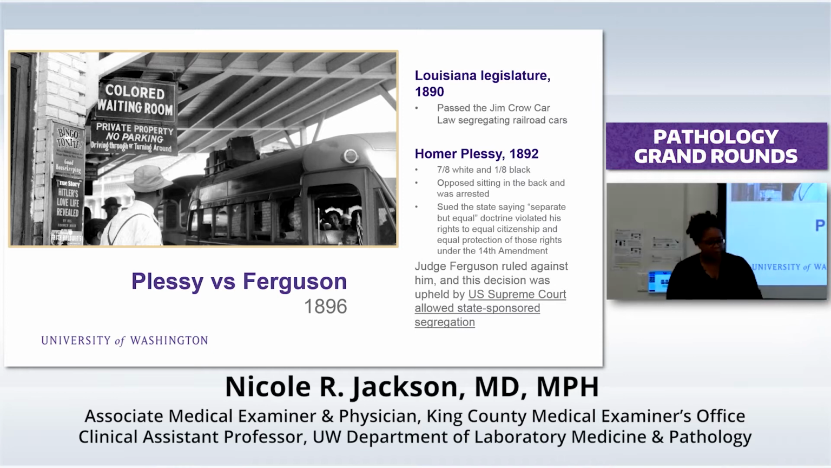Plessy versus Ferguson in 1896 is a landmark case. So in 1890, down in Louisiana, they passed the Jim Crow law that segregated their rail cars or their trains. Homer Plessy, he was 7/8 white, 1/8 Black, but he was opposed to sitting in the back and was arrested. He sued the state. He found a lawyer who helped him sue the state and said this wasn't right because separate but equal violates his constitutional right to equality and equal protection under the 14th Amendment.